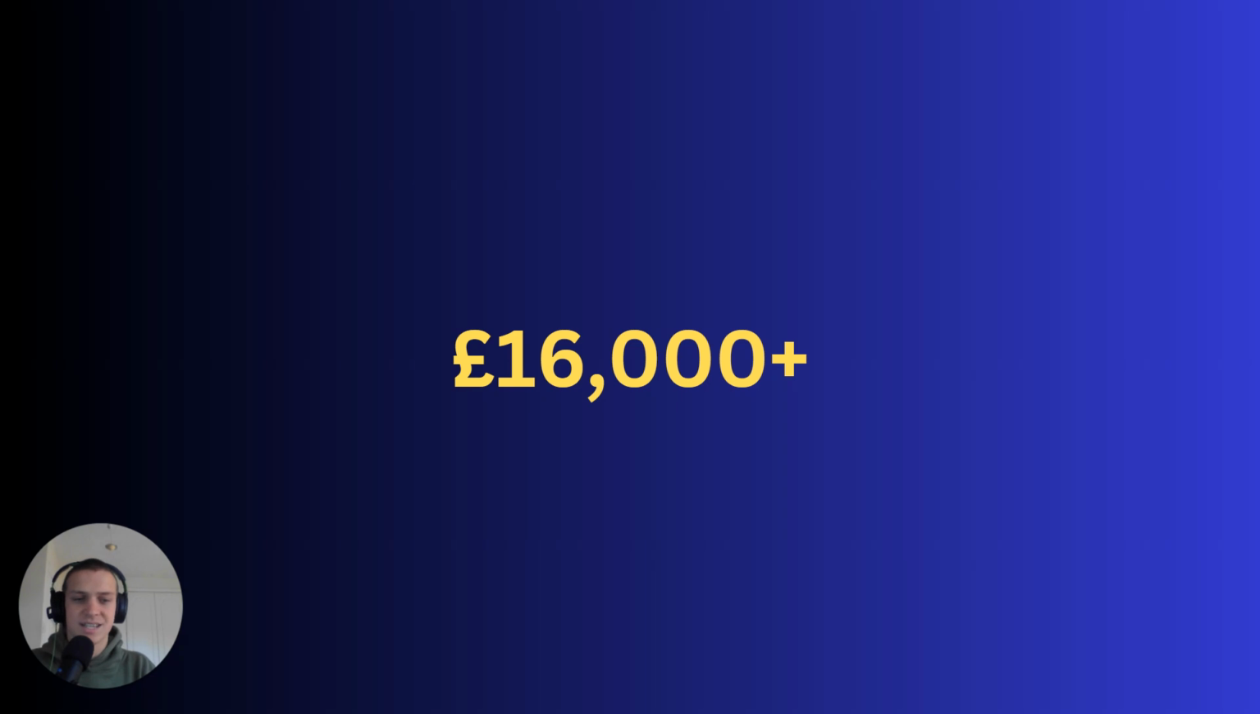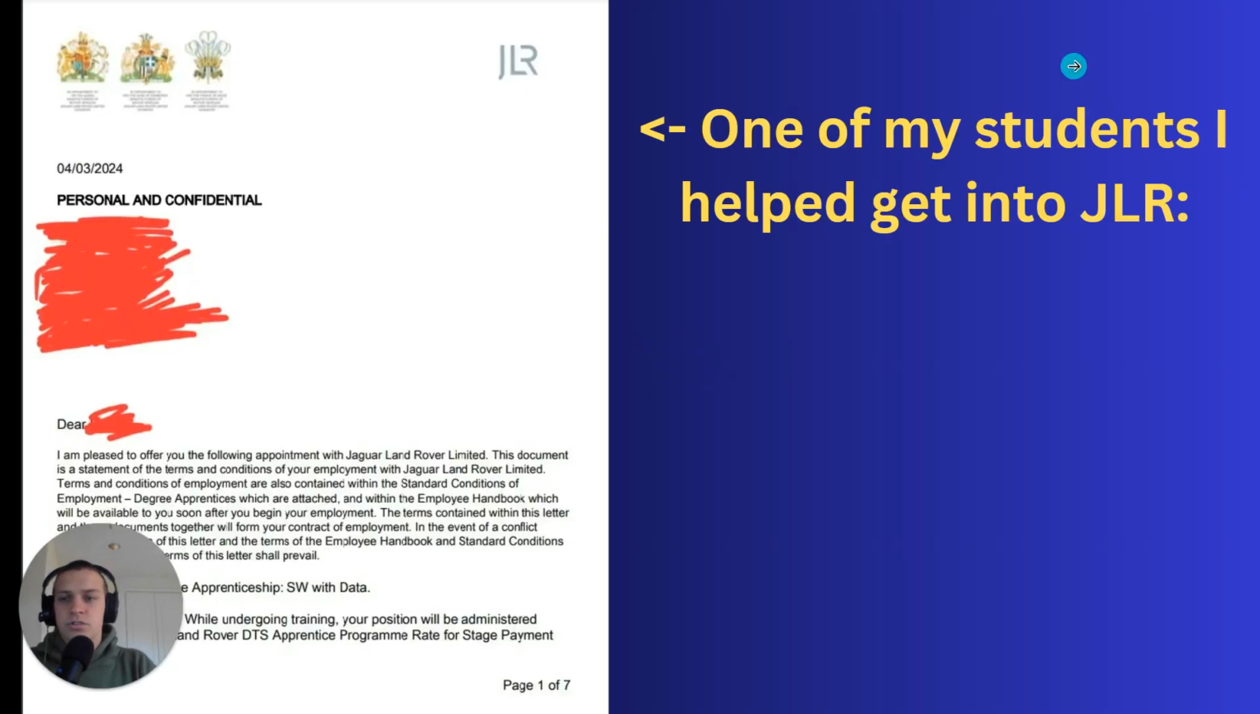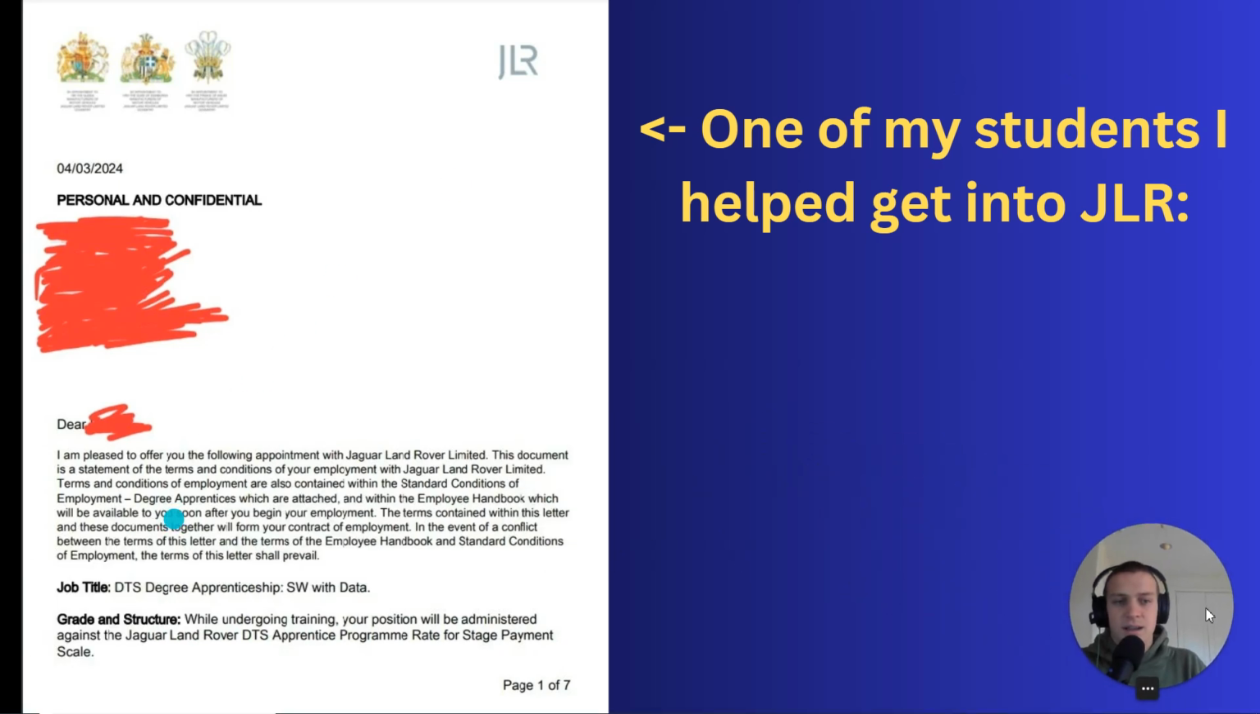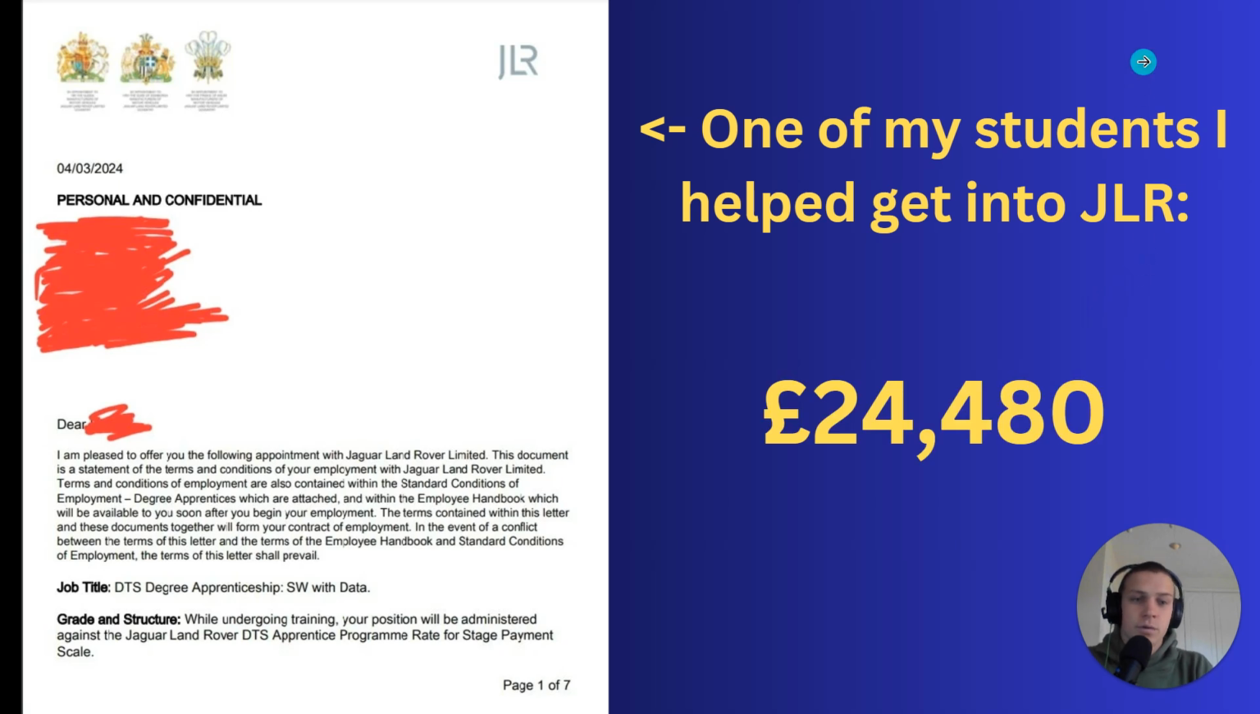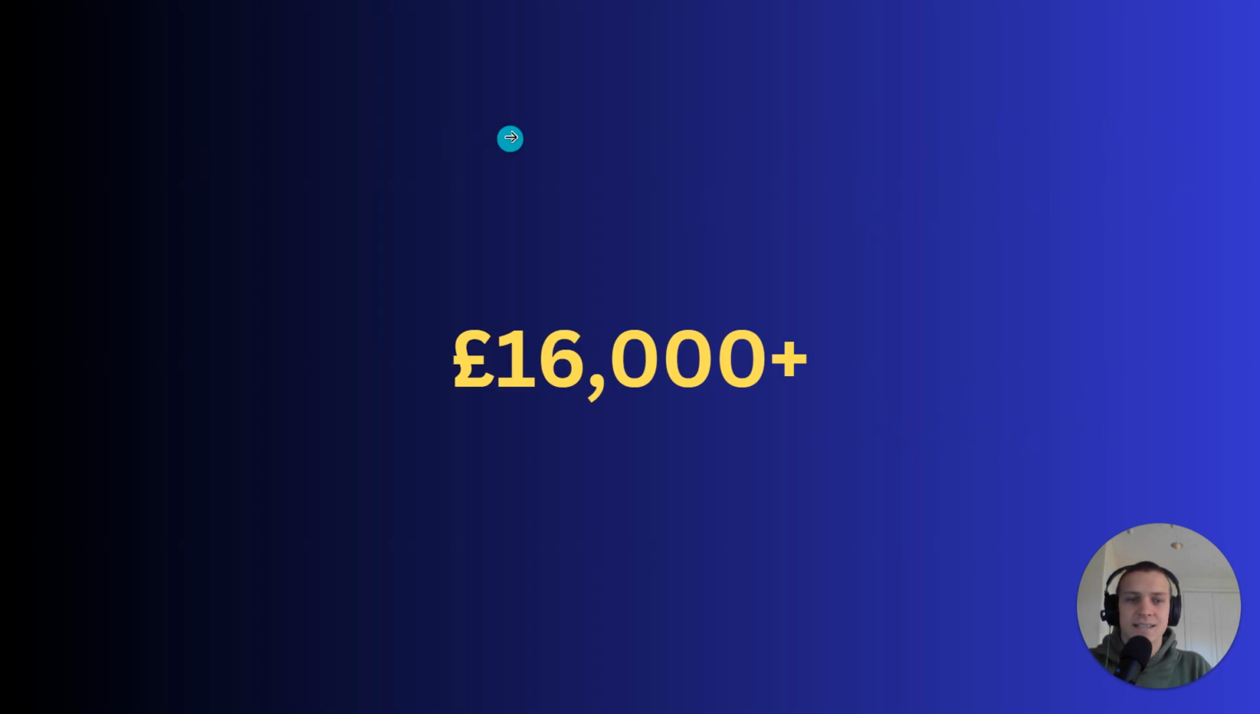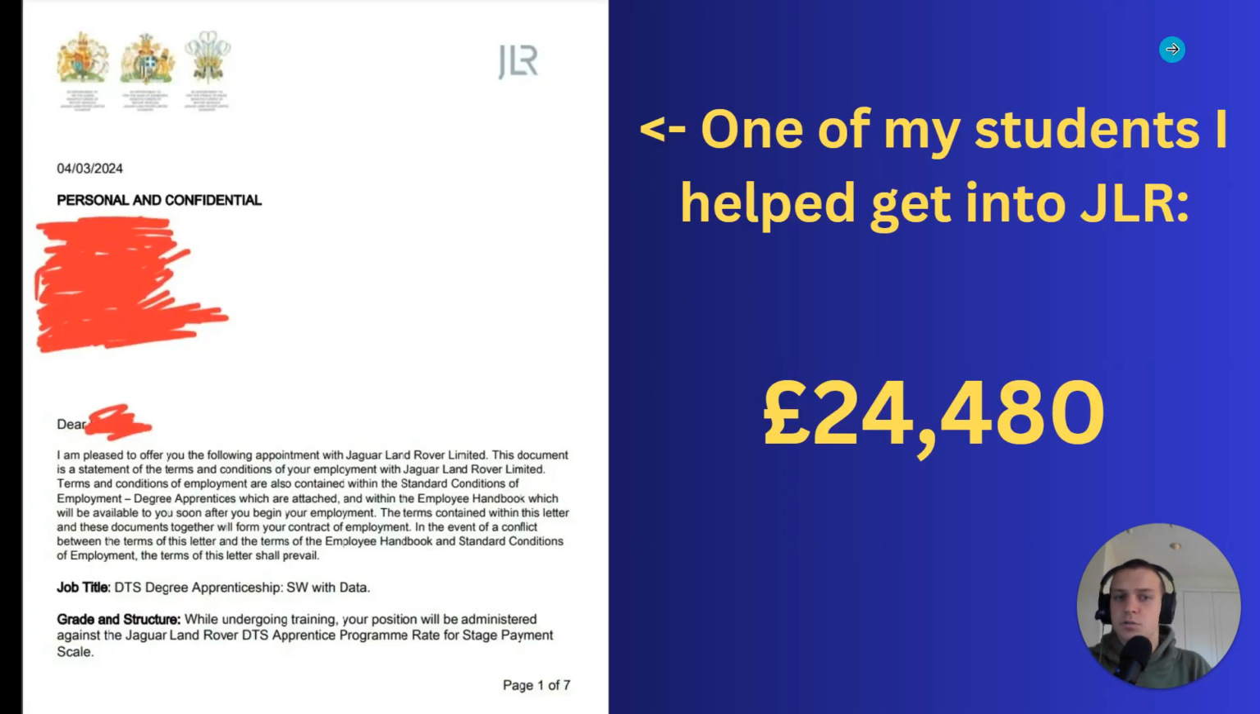Let me give you some examples of the DTS degree apprenticeships I've helped my students get into. JLR. JLR is one of the programs that I help my students get into, and this is just a screenshot of the contract of one of the people I helped. JLR, they pay £24,480. That's a salary you can be earning in year 1. So you see the difference there. If you target the highest paying DTS degree apprenticeships, you can go from 16,000, 18,000, which are pretty low salaries in comparison, to pushing something like 24,480. This is your starting salary in year 1.